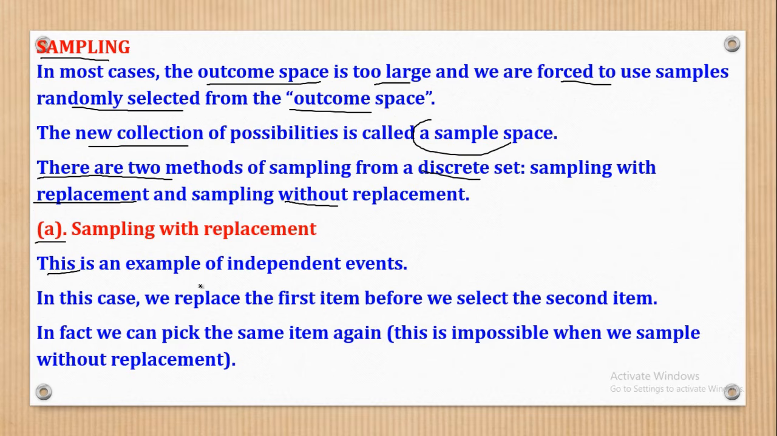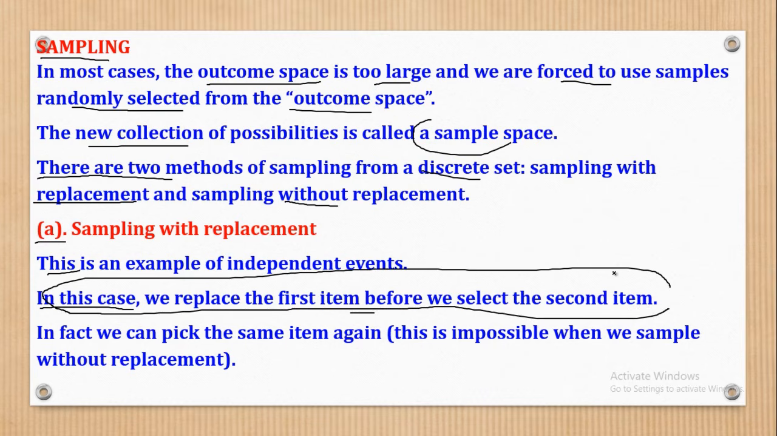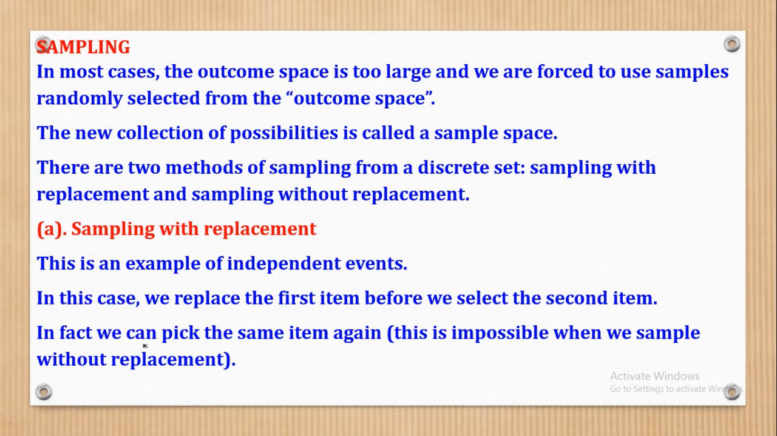This is an example of independent events. That's what you should know. In each case, we replace the first item before we select the second item. So this is the condition for sampling with replacement. You sample, then you first replace it back before you sample again, the second time. That means that we can even pick the same item over and over again. But this is impossible when we sample without replacement, as we shall see in the next part.